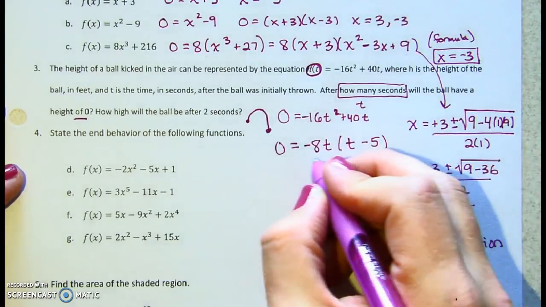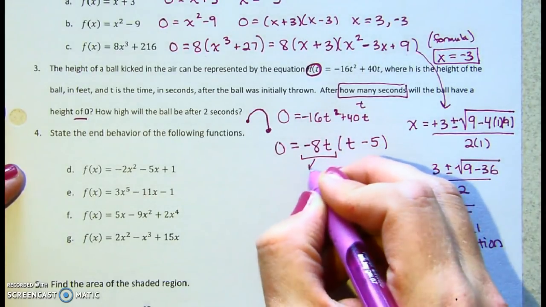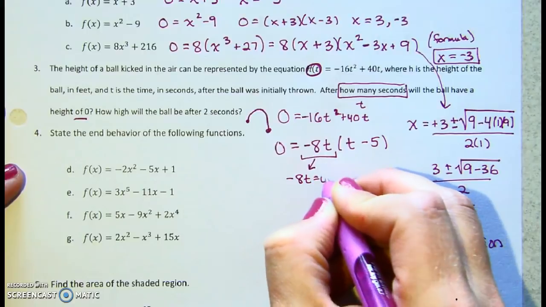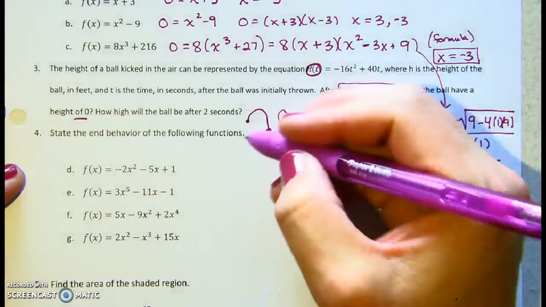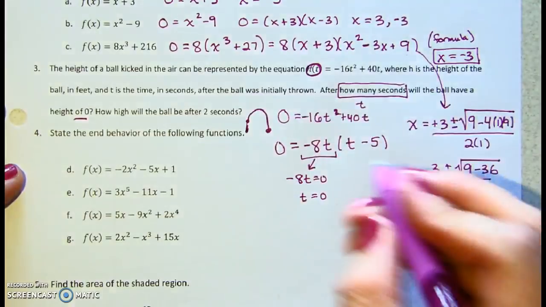Fantastic. Okay, set each factor equal to 0. So we're going to say -8t equals 0, so t equals 0. Does that make sense? Well, I guess it makes sense if you threw it from the ground.